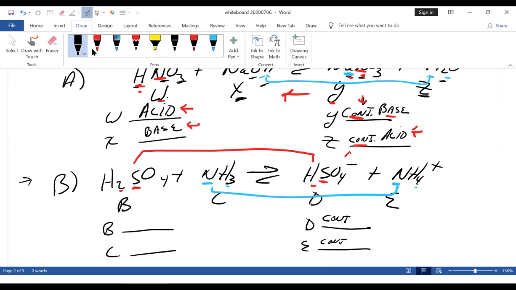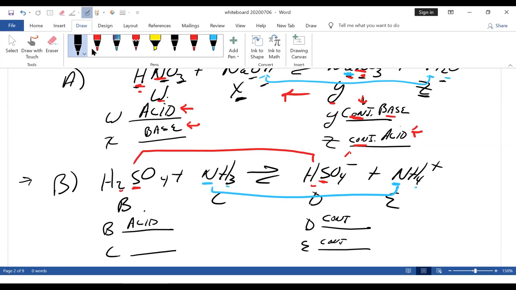Now, going from B to D, did we gain or lose a hydrogen? Really a proton, but hydrogen. 2 to 1, we've lost it. What's something that donates a proton? A proton donor is an acid.